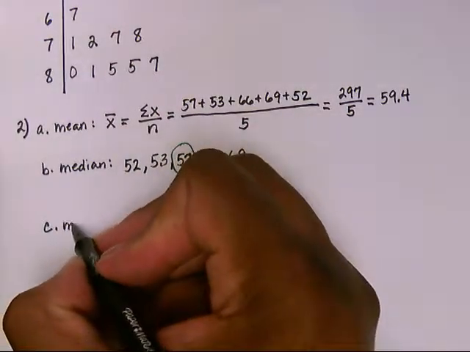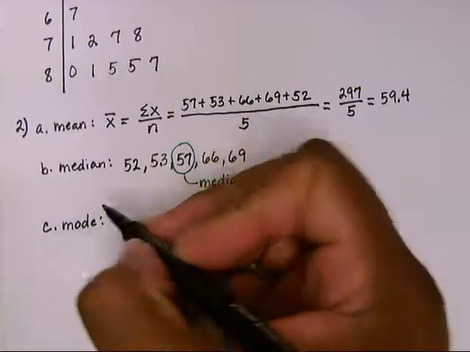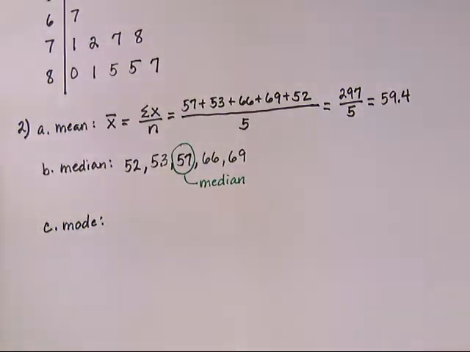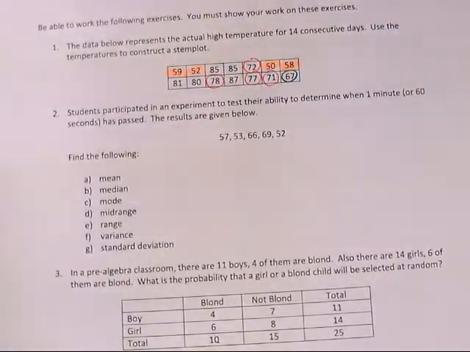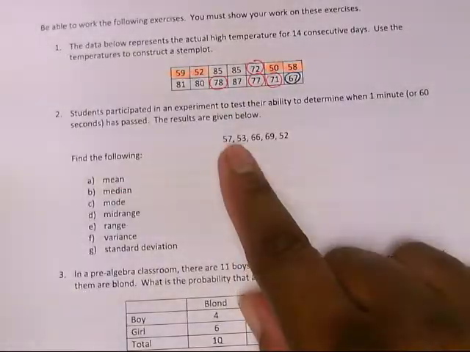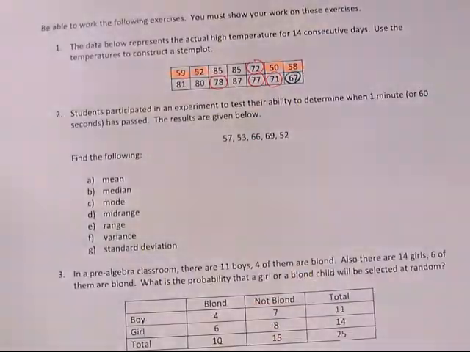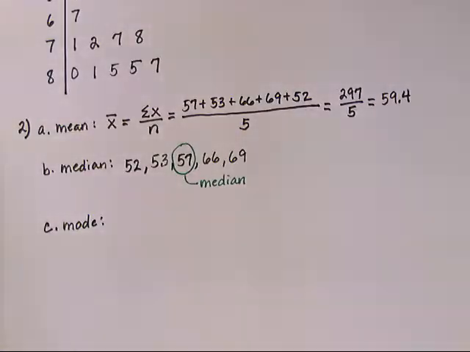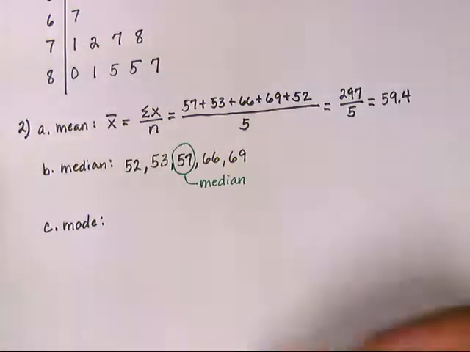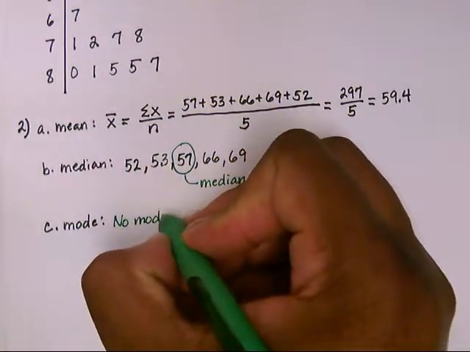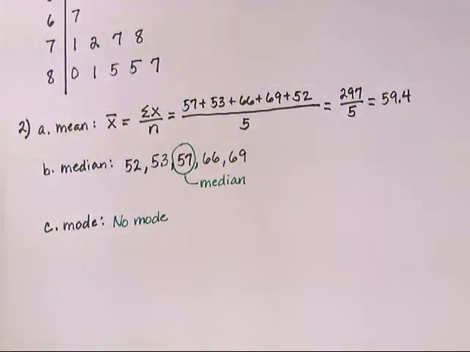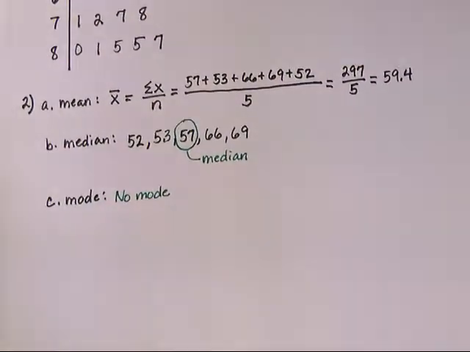Now part C, you're going to find the mode. The mode is the number that occurs the most frequently. In this case, each number occurs only one time. So that means there is no mode. No mode means that each number occurs only once, that there's no repetition of any other numbers in that data set.